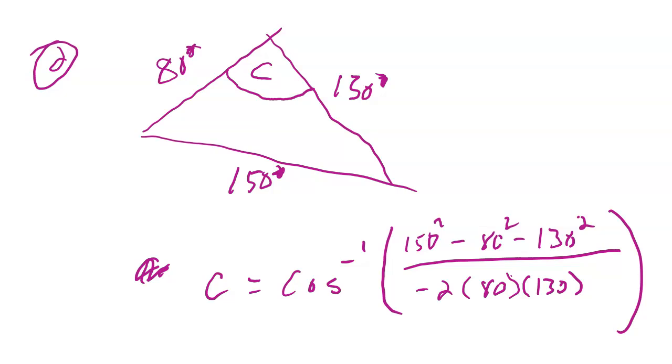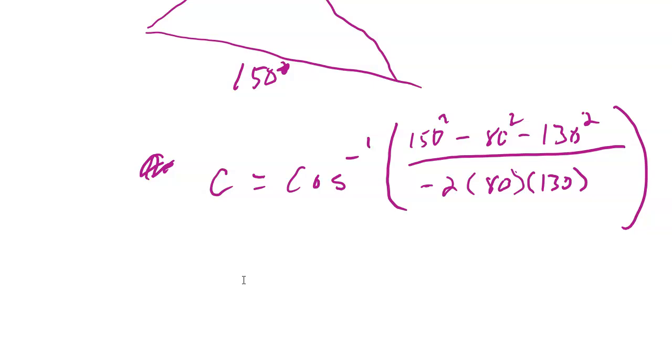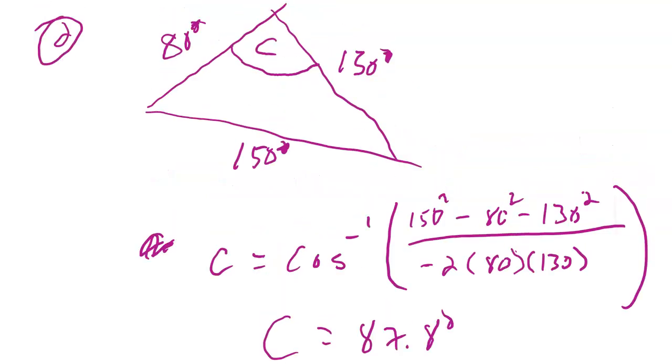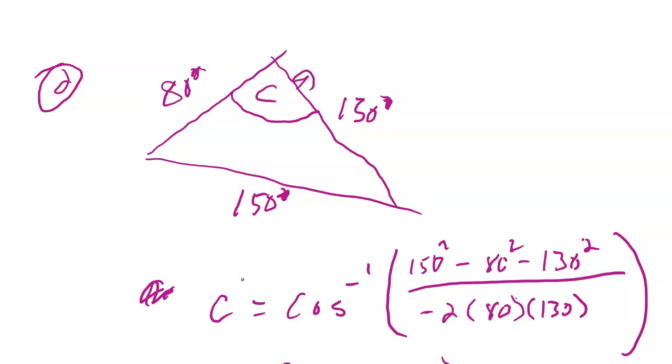Okay, it was my Desmos. But this turns out to be 87.8. Let's see what the key says. I got more decimals or something. I might have a rounding error. Yeah, let's go with 87.8. So the angle C is 87.8. Let's update our document here. This angle is 87.8 degrees.